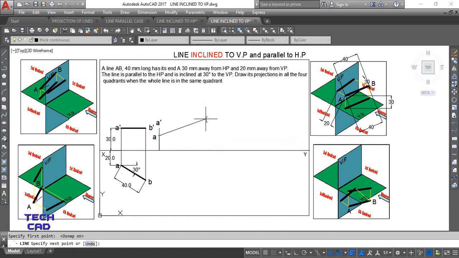Okay, now you are going to make a projection over here. Okay, so the line goes upwards like this, 30°. Do not make 30° downwards because it may cross your XY line and it will go to another quadrant. Okay, but as per the question, when the whole line is in the same quadrant, if you are making it in the second quadrant, the line should remain in the second quadrant and should not cross your XY line, so that it does not pass through some extra quadrant.